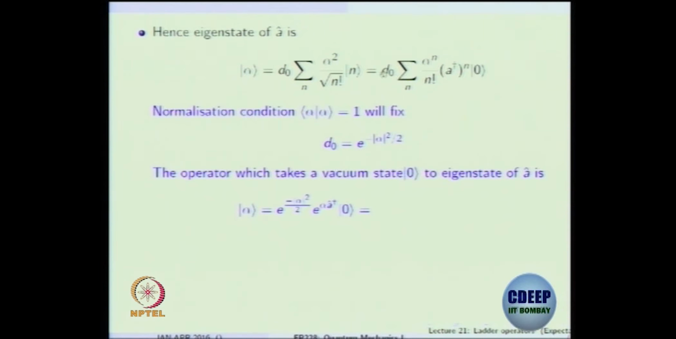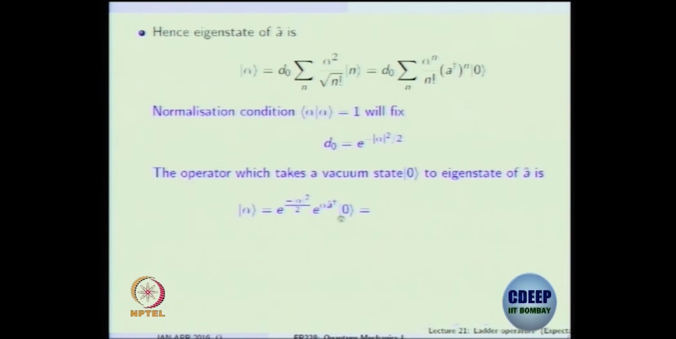You can put the d0 here. You can write this also compactly. What is this expansion? This expansion is nothing but exponential of alpha A dagger. So I am now playing around only with operators. This is an allowed superposed state, which is an eigenstate of the lowering ladder operator with eigenvalue alpha. Alpha is in general complex and you can play around and write this as an exponential operator.